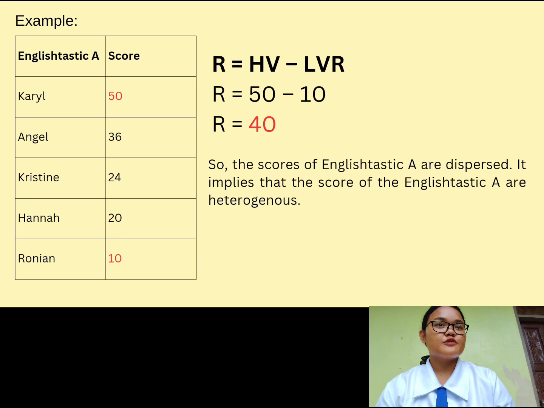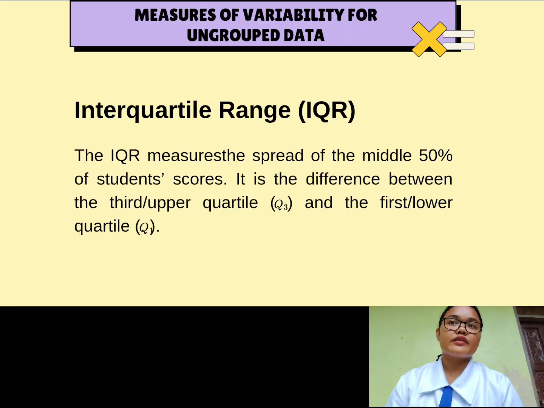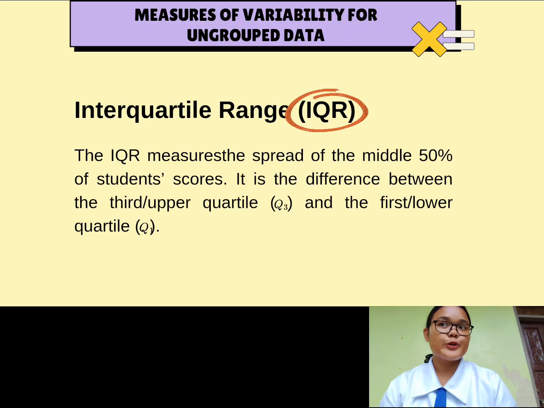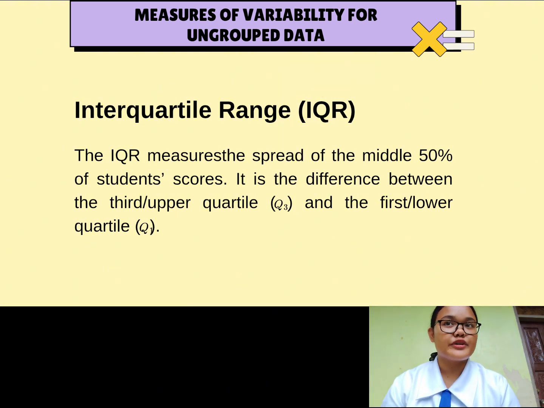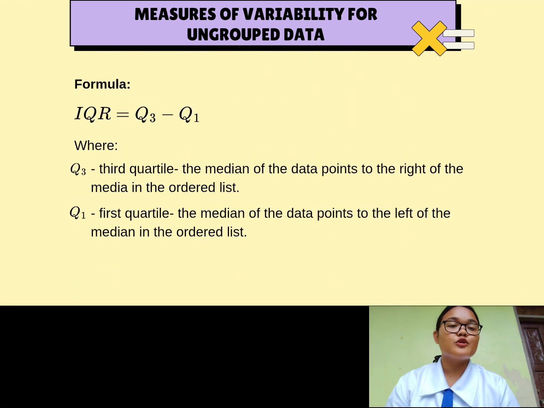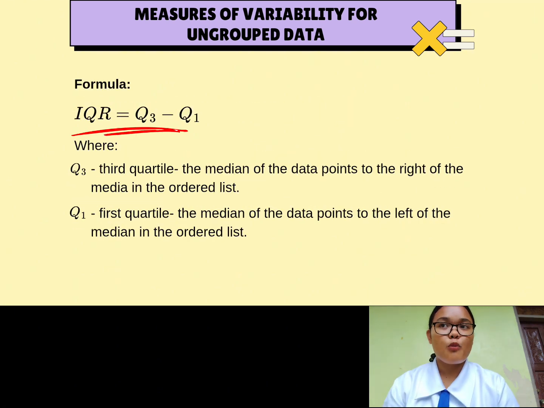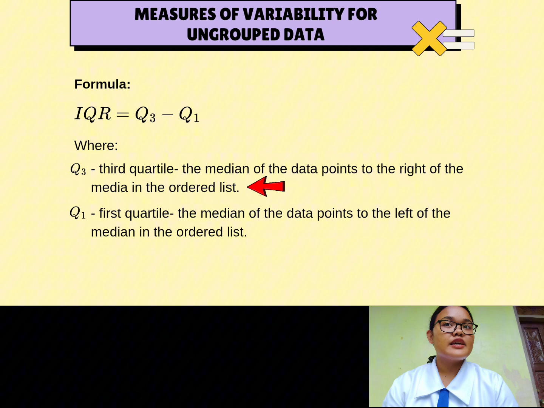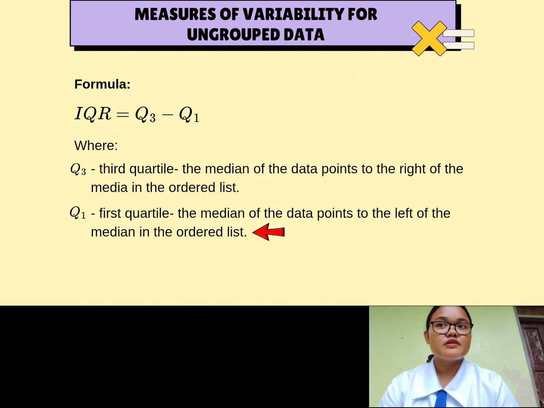The next type of measures of variability is the interquartile range, denoted by IQR. This measures the spread of the middle 50% of the student scores. It is the difference between the third or the upper quartile and the first or the lower quartile. The formula for IQR is Q sub 3 minus Q sub 1, wherein Q sub 3 is the third quartile, the median of the data points to the right of the median in the ordered list, while Q sub 1 is the first quartile, or the median of the data points to the left of the median in the ordered list.